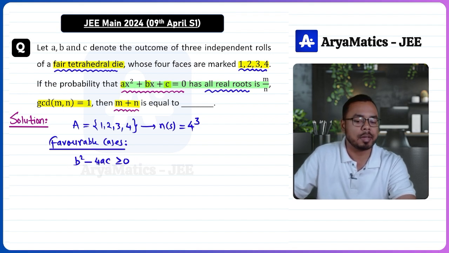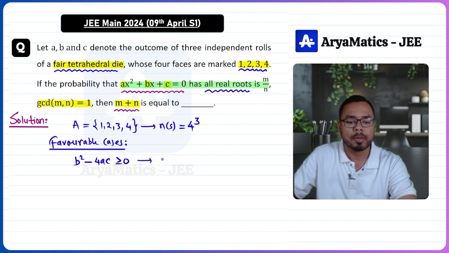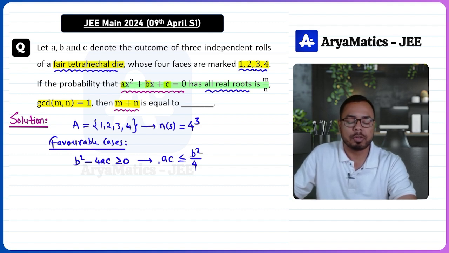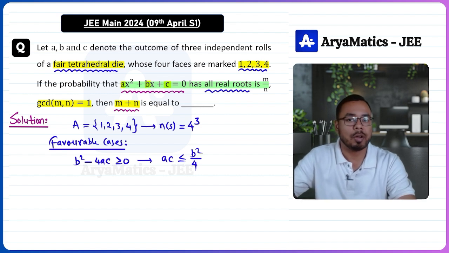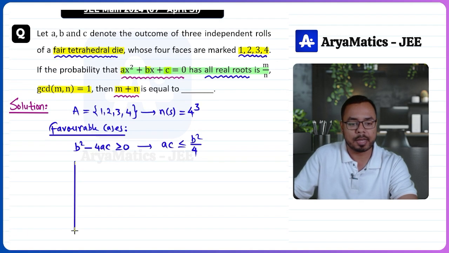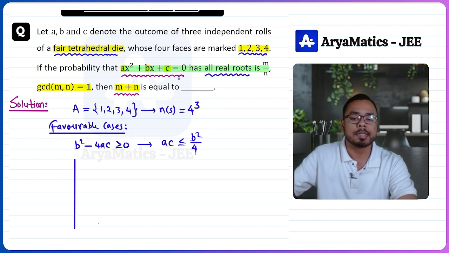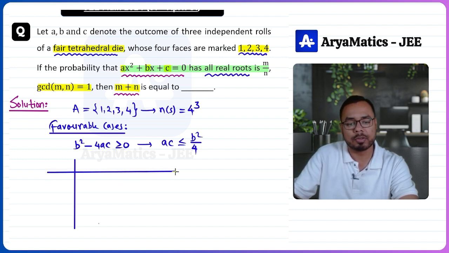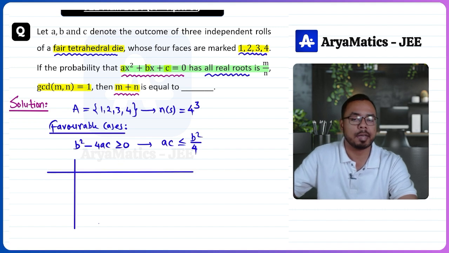Now from here it is difficult to see the different cases, so we can rewrite this inequality: we can take AC on the other side, and that means A into C must be less than or equal to B square by 4, right? B square should be greater than or equal to 4AC, so B square by 4 should be more than AC, or AC less than this number. And now we'll take different values of B and see in how many different ways we can select A and C so that we satisfy this condition. And remember, A, B, C can be any number from 1 to 4. So first we'll take different values of B and then we'll see what the different cases for AC are, and from there we can get the number of favorable cases.